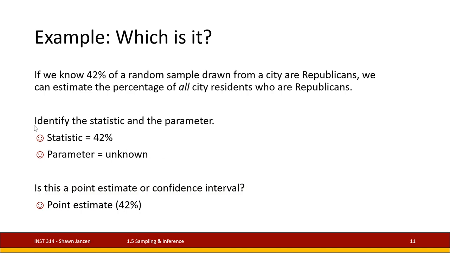Okay. So to recap, if we know 42% of a random sample drawn from a city are Republicans, we can estimate the percentage of all city residents who are Republicans. Identify the statistic and the parameter. The statistic is the 42%. We have a sample, and the data from that sample gives the statistic, 42%. The parameter, I didn't mean this to be a gotcha question, is unknown. We are trying to infer to all members of the city who are Republicans, and for a wide variety of reasons, we can't get that information. So the parameter exists, we just don't know what it truly is. And is this a point estimate or a confidence interval? It is a point estimate, 42%. We aren't giving you a range of percentages that it might be. We're saying it is here, 42%.